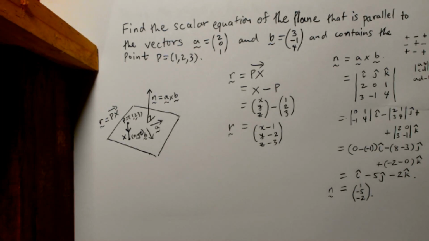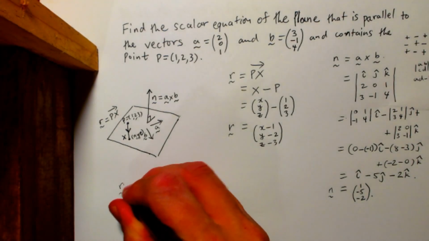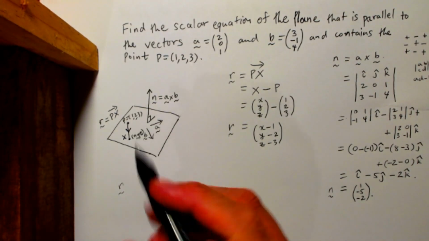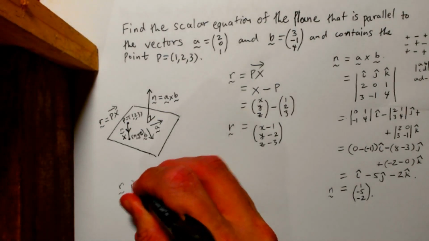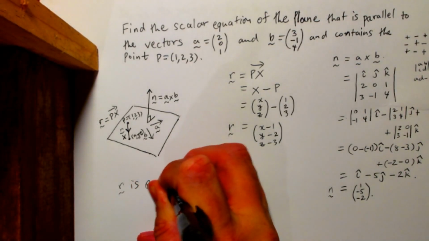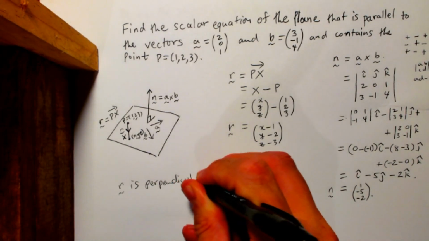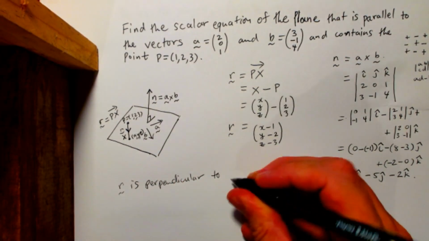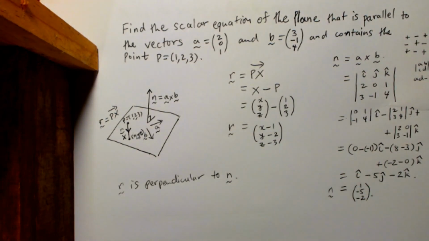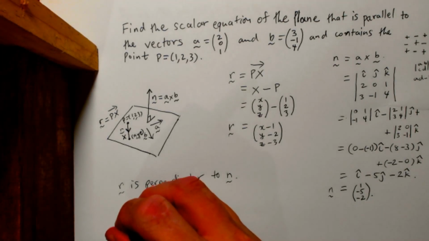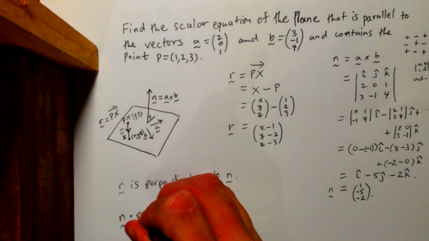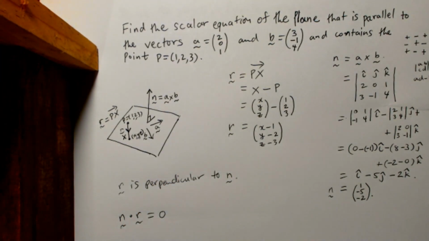It's just the fact that the vector r, this vector here, label r there, is perpendicular to the normal vector n. Right, and remember there's a product we can associate with this. Right, the dot product equals 0. So n dot r is 0, the scalar 0.